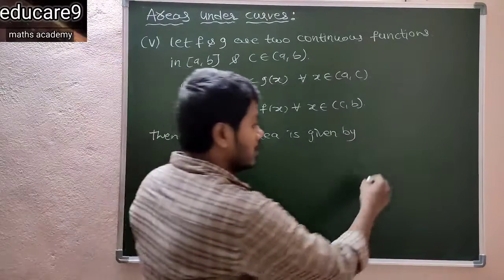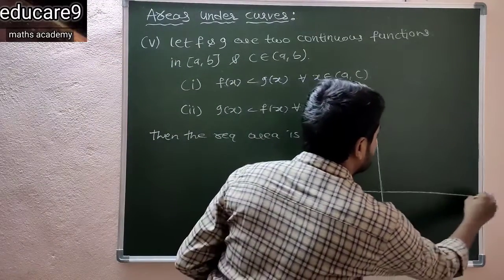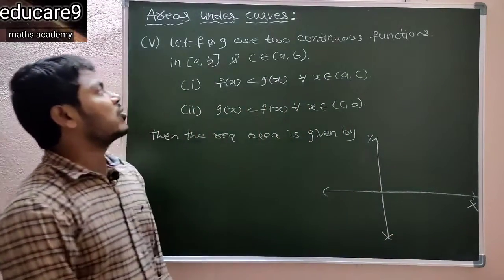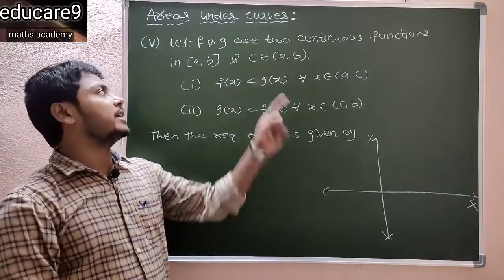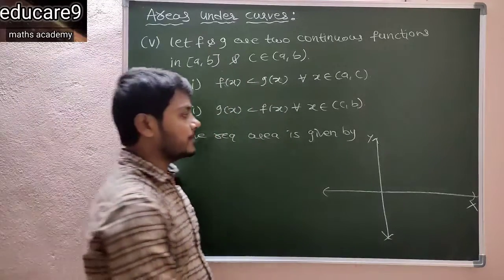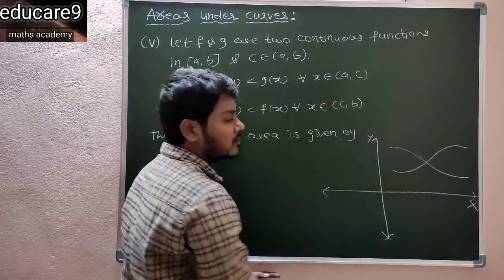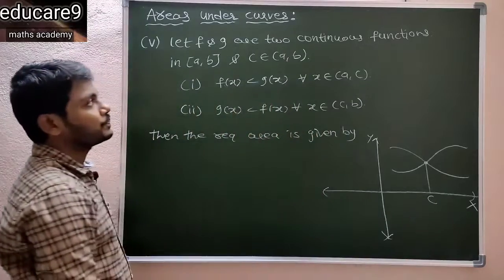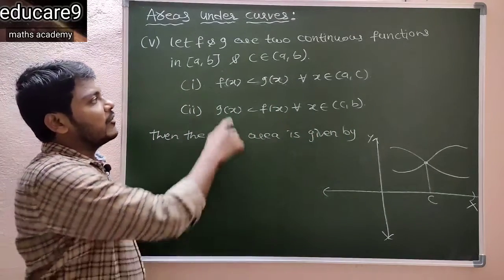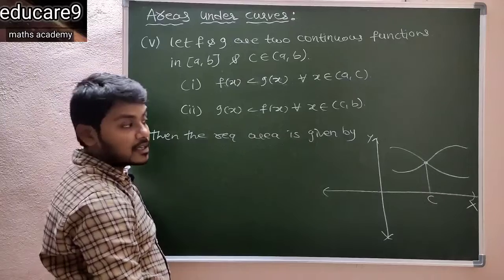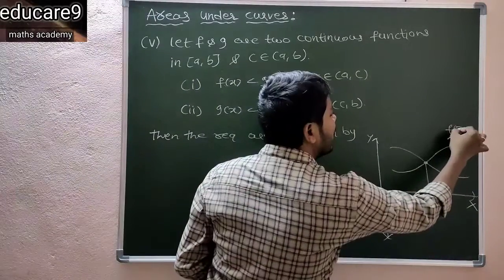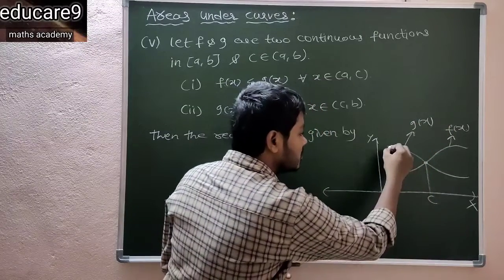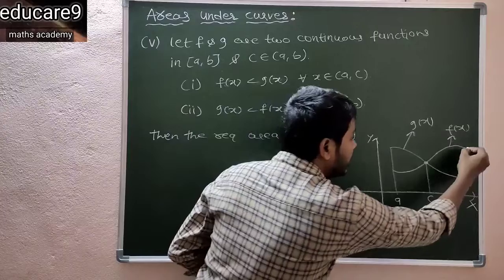So here consider the coordinate axis. This is x and y axis. Here the two curves are y is equal to f of x and y is equal to g of x. Suppose these two curves cross at point C. Now here f of x is less than g of x, so in that case this is f of x and this is g of x. So the interval is A to B.